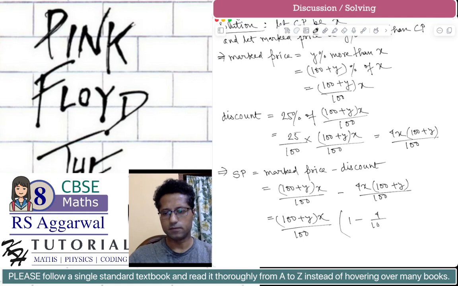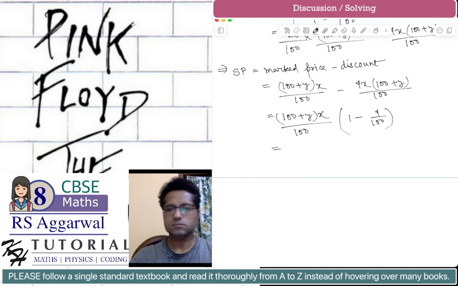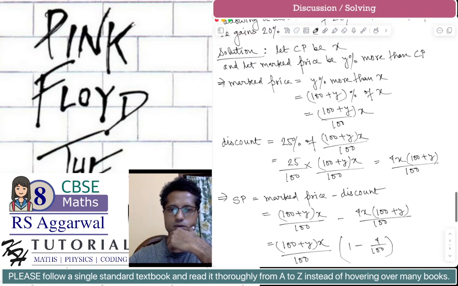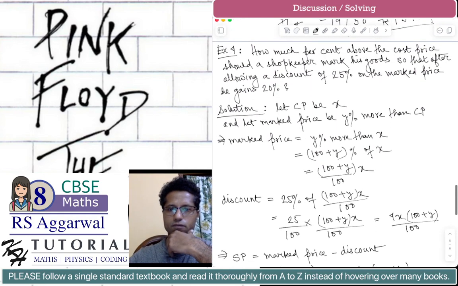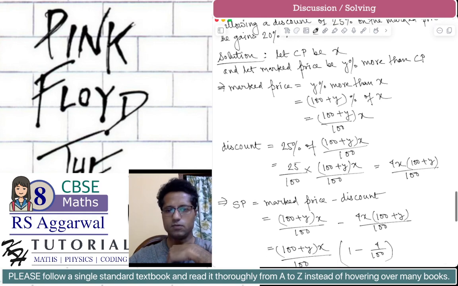4 by 100. This is equal to 1 minus... sorry, this is not 4 by 100, but 4, but y is allowing a discount of 25%. So discount was 25% of the mark price, and the mark price was 100 plus y by 100 into x. Okay, so 100 plus y divided by 100 into x.